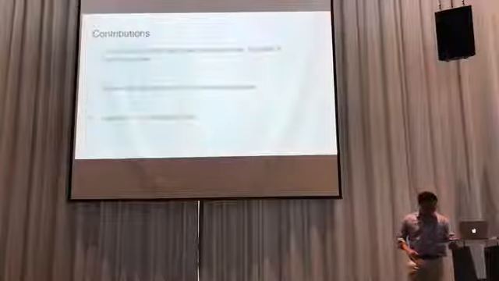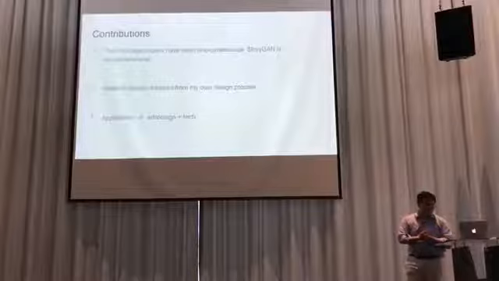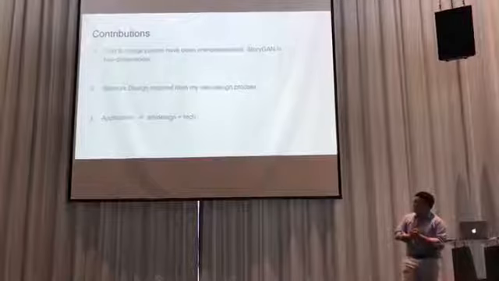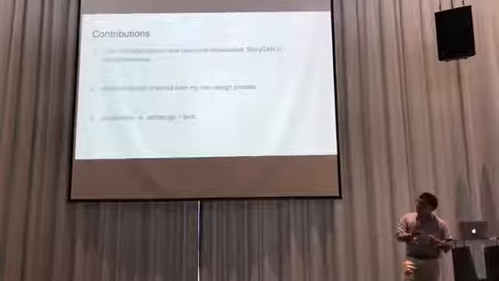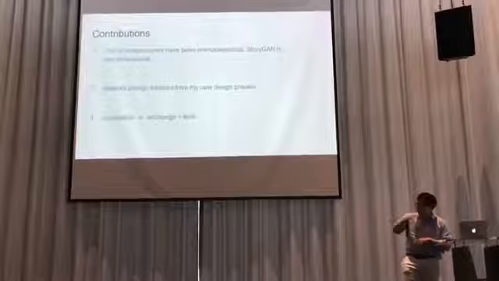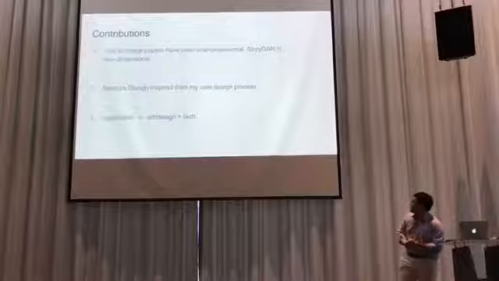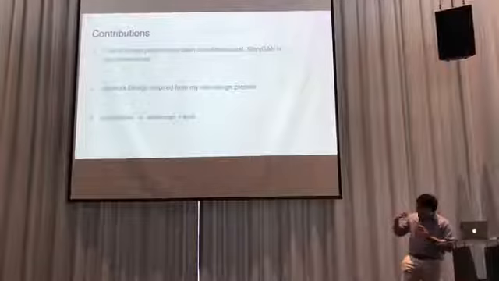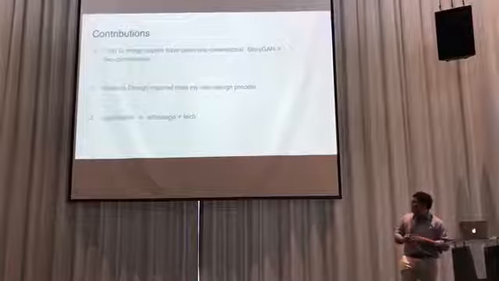So in my work, there are three contributions. The first one is text to image in two dimensions. Most text to image works are one dimensional, from one sentence to one image. But in this work, I'm trying to do a sequence of sentences to a sequence of images. The second contribution is that the architecture of my network is inspired from my own design process. I will tell you that later. And the third one is that I want to create an application combining design and technology.